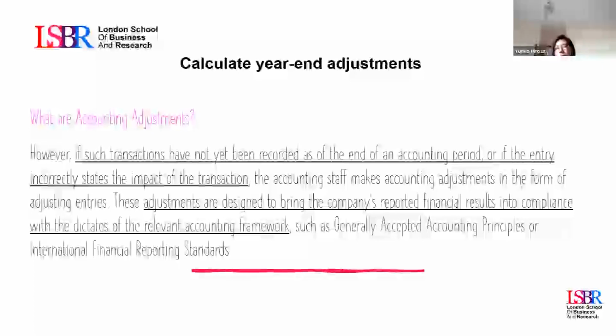So basically, this is one of the most important objectives of international frameworks or international standards. And these international standards, in some cases, differ from local standards. It's for the reason that in order to prepare international financial statements with an international framework, we need to integrate or we need to add adjustments.